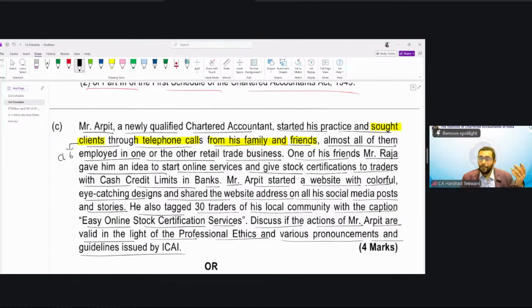Now, is it permissible for a chartered accountant to design a website in such a way? So where is this particular design of a website covered? Can anyone tell me how you can design a website? What are the things you need to take care of when you are designing a website? You are creating a website. Anyone? Yes.